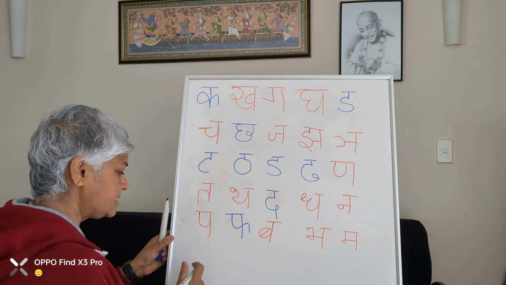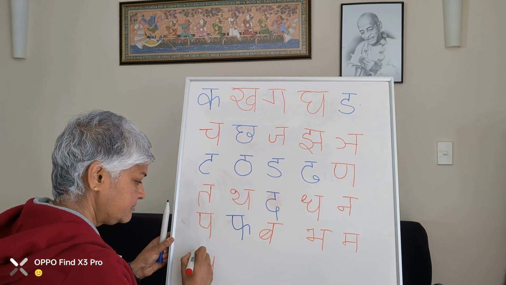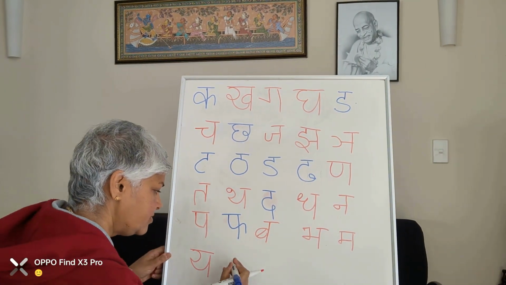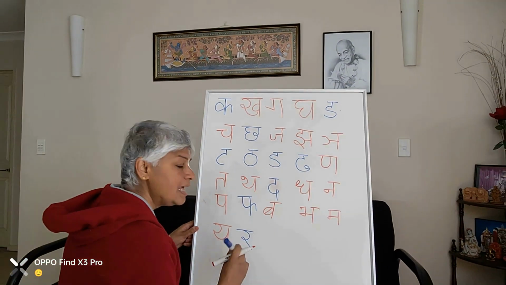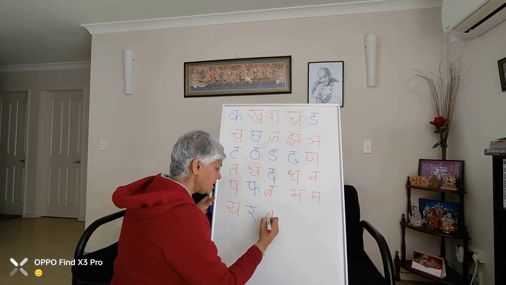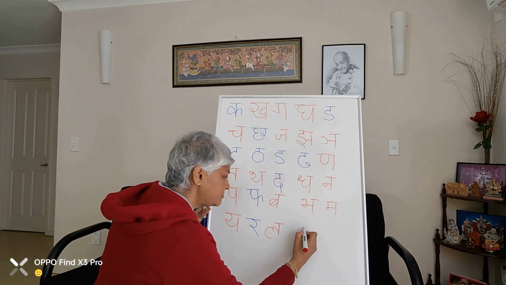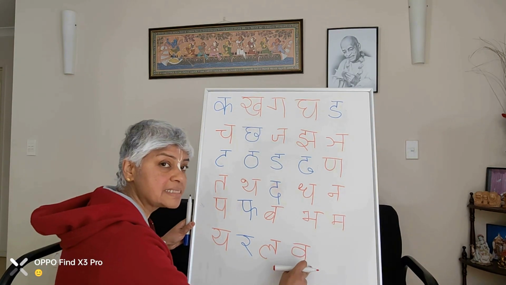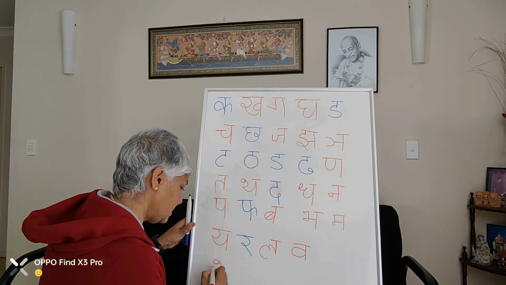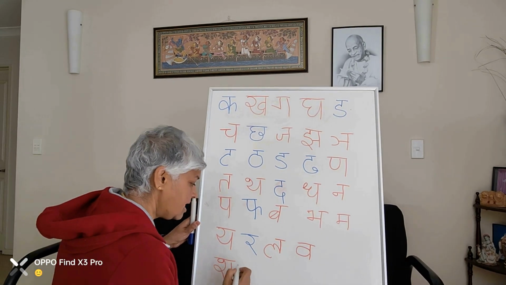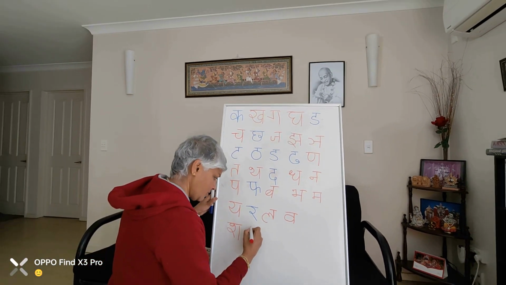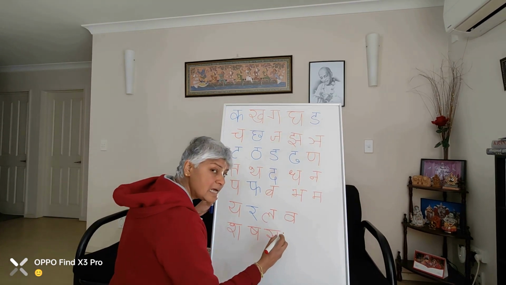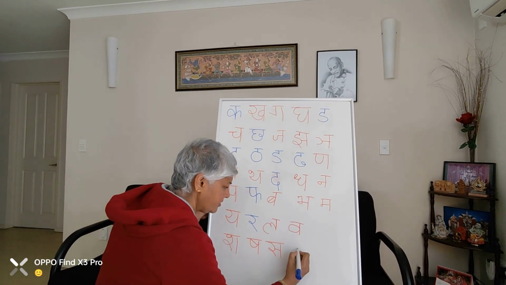Now, next is Ya. It has a line at the end. What about Ra? It doesn't. La? Yes. Va? Very good. Ya, ra, la, va. What comes next? Sha. Also has a line. Sha. Also has a line. Sa. Ha. Doesn't. Very good.